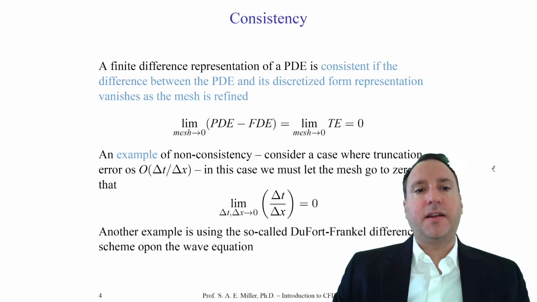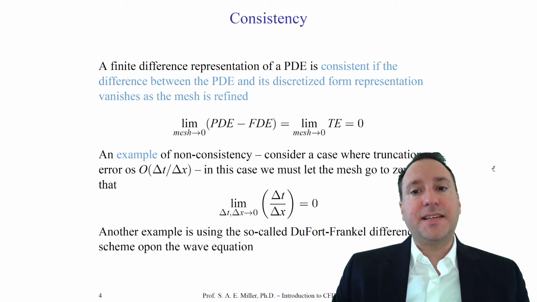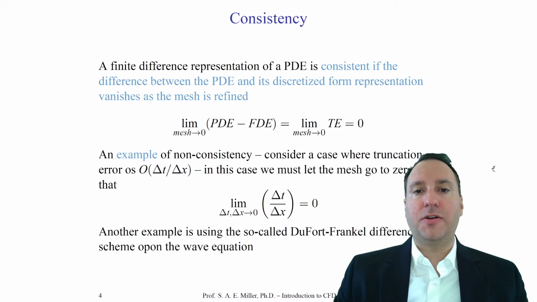Consistency is the idea that a finite difference representation of a partial differential equation is consistent if the difference between the partial differential equation and its discretized form representation will vanish if the mesh is refined. That is, if there's an original PDE and its discretized form, and we solve the discretized form on the mesh and let the mesh spacing go to 0, then we'll obtain, of course, an equivalent solution. This is what it means to have a consistent PDE with the original PDE. This is the property of consistency, and hopefully it's inherent in all our numerical solvers.